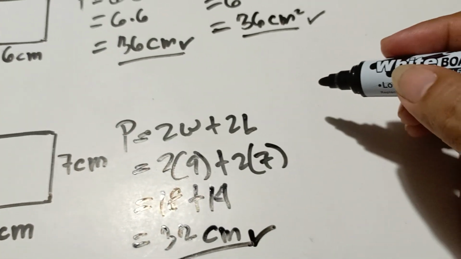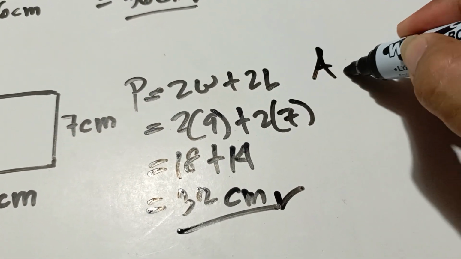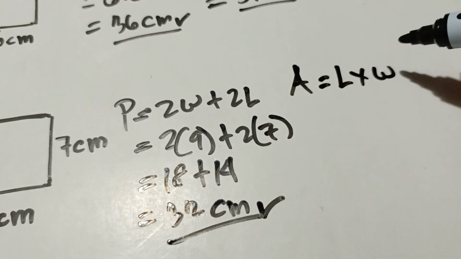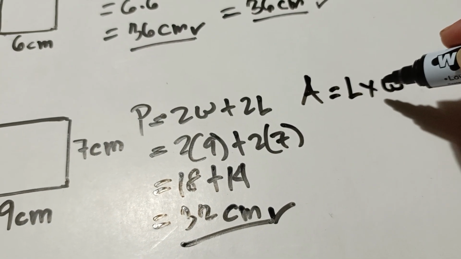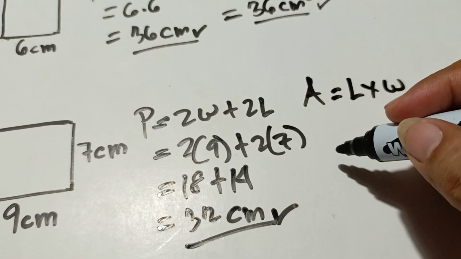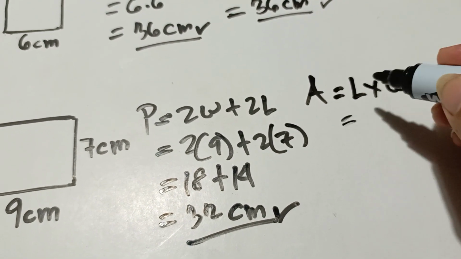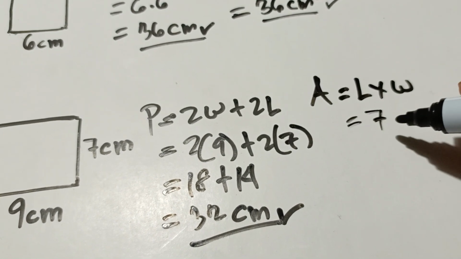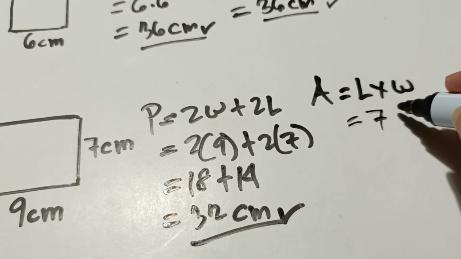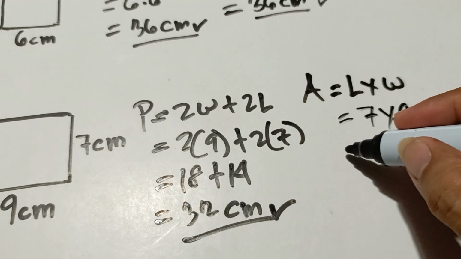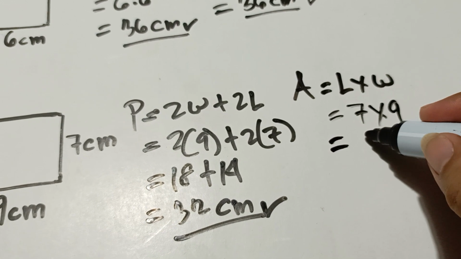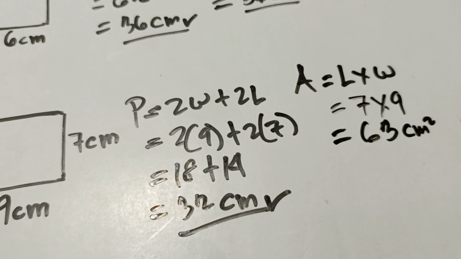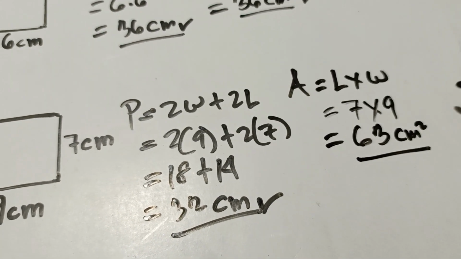Okay. Area is equals length times width. Ang isa length is 7. Ang isa width is 9. 7 times 9 is equal to 63 centimeters squared. Ayan guys.